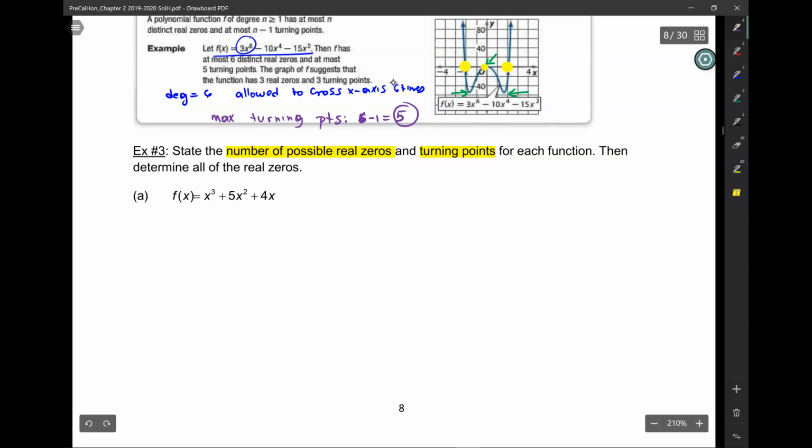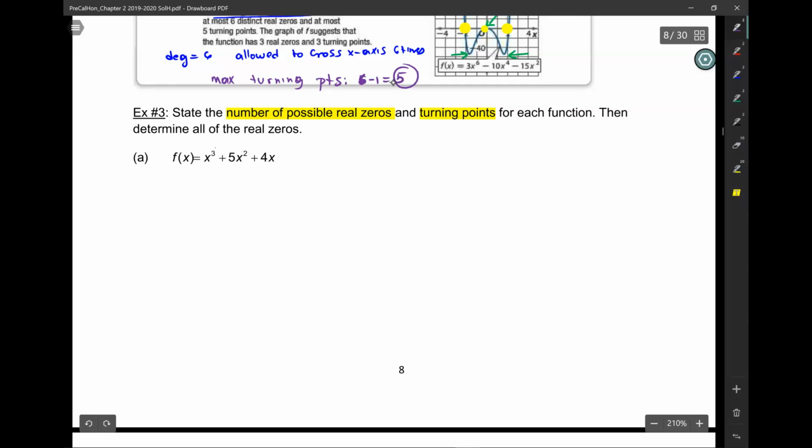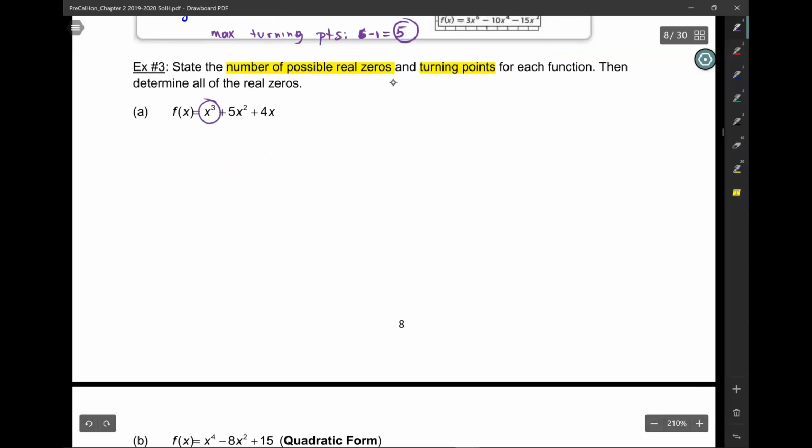So, what are we doing here? What is the degree here? 3. So if the degree is 3, therefore, 3 possible zeros and maximum 2 turning points. Now, let's find all of those zeros. So there could be at most 3 zeros.